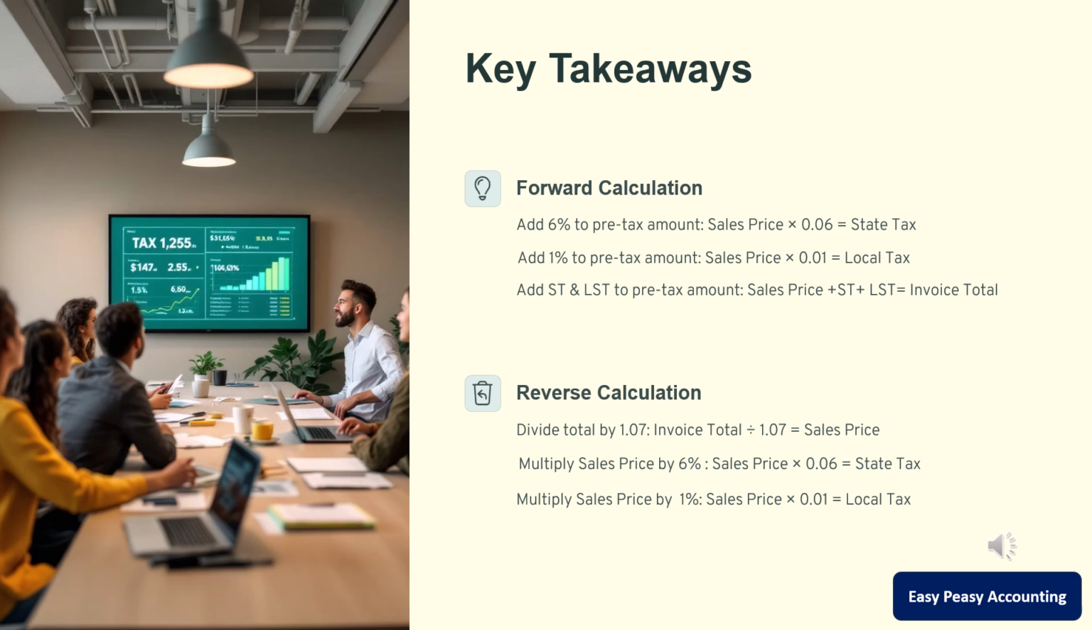Reverse calculation. Divide total by 1.07. Invoice total divided by 1.07 equals sales price. Multiply sales price by 6%. Sales price multiplied by 6% equals state tax. Multiply sales price by 1%. Sales price multiplied by 1% equals local tax.